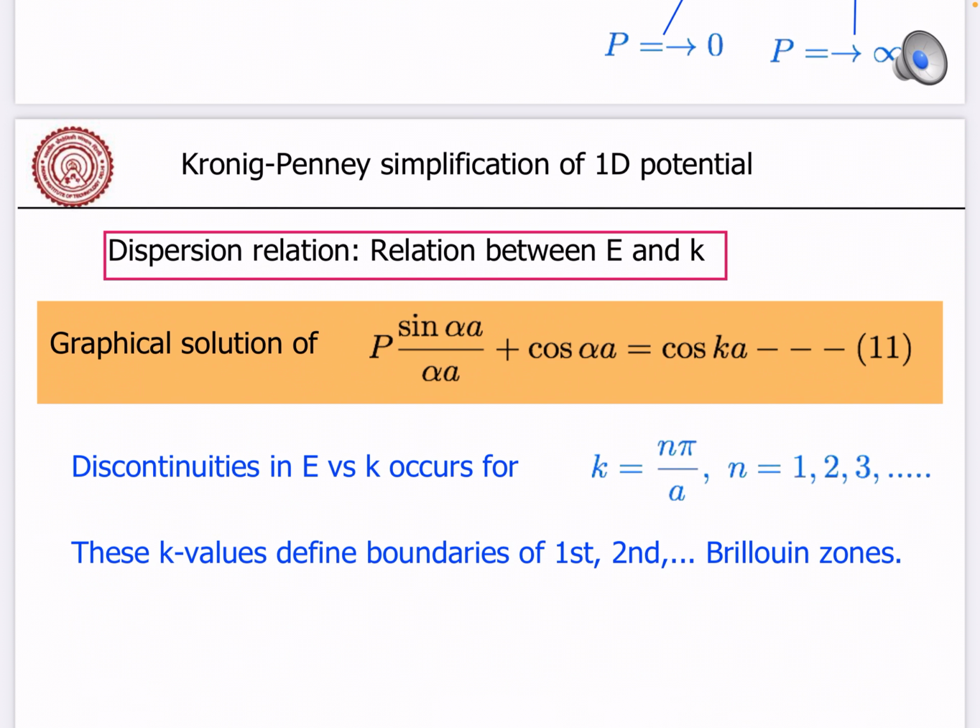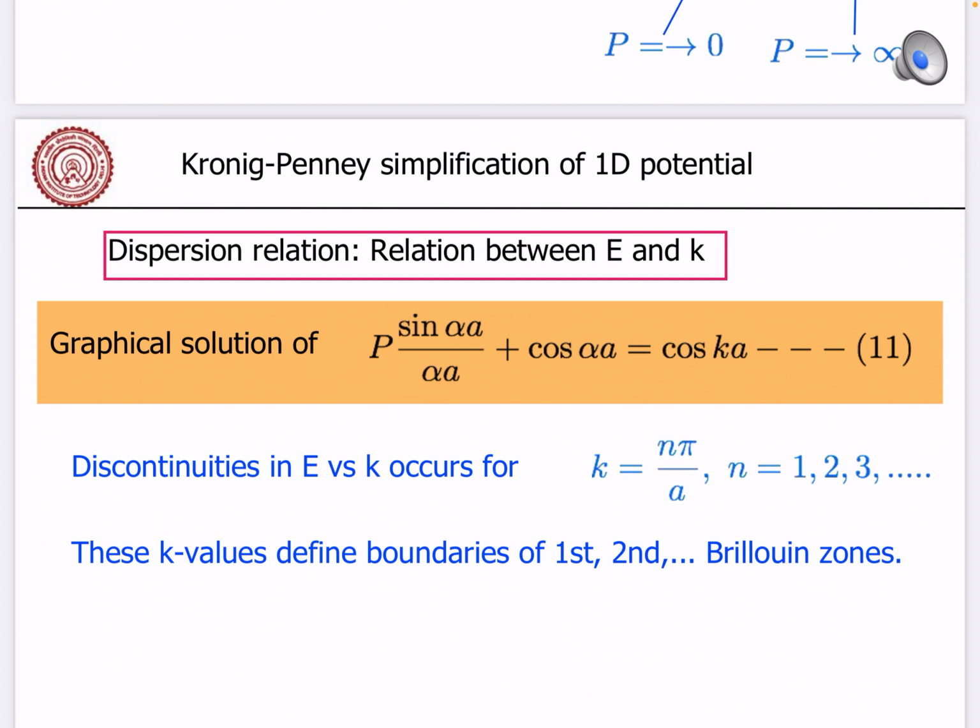Now, what you see in the dispersion relation is that in the E versus k diagram there is a discontinuity at k equal to n pi by a. That means at pi by a, twice pi by a, thrice pi by a, there is a discontinuity in the energy versus k. That is what we have just discussed and shown in the last slide.